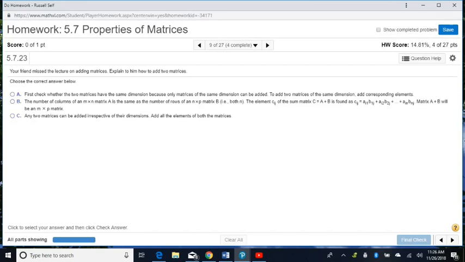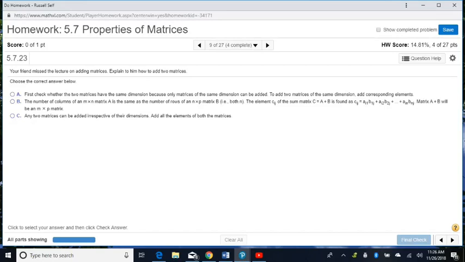Explain how to add 2 matrices, right? They have to be the same dimensions. You're just going to add everything in the same positions, and the size of the matrix you'll get is the same size that you started with.